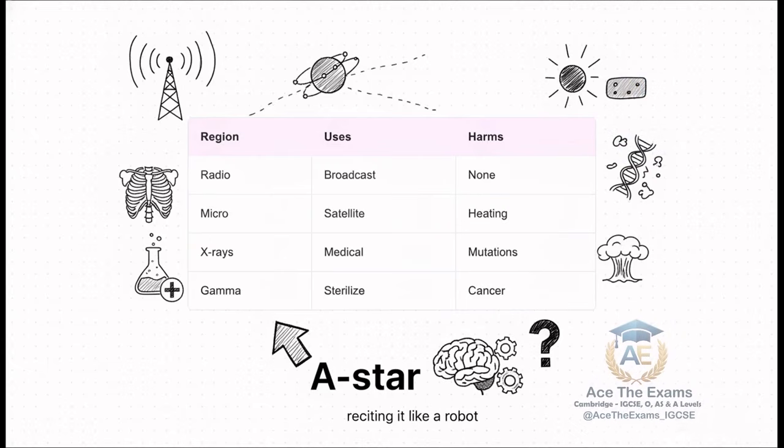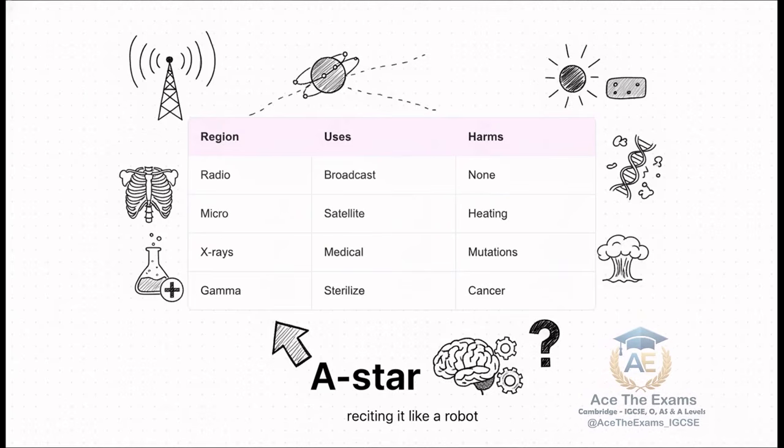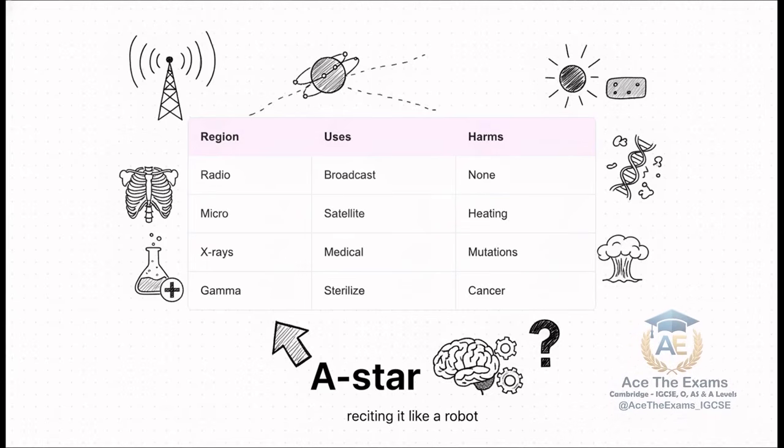Like ultraviolet radiation causing skin cancer or cataracts, or gamma rays penetrating deep tissue and mutating cells. But listen closely to what I'm about to say. Memorizing this table will get you a passing grade, maybe a C, but it will not get you an A star. Top marks require actively applying this data to completely unfamiliar context, not just reciting it like a robot.